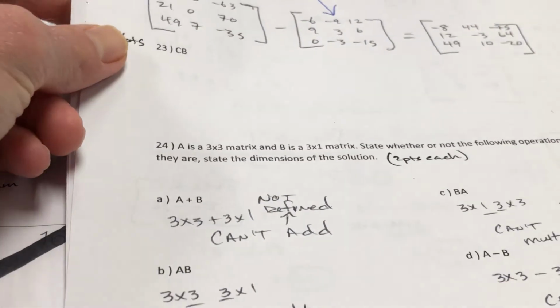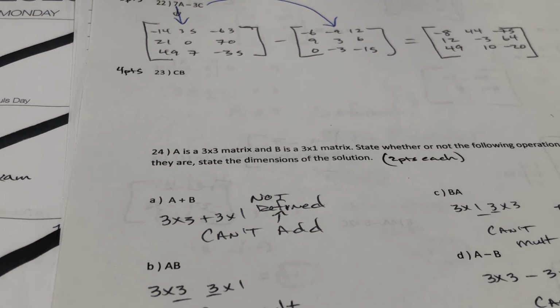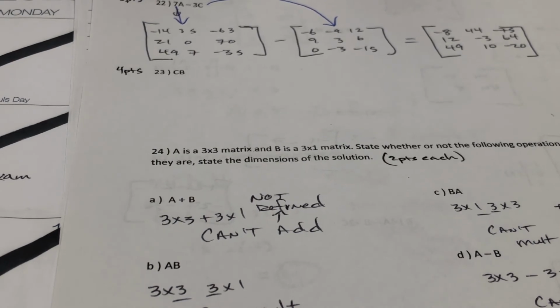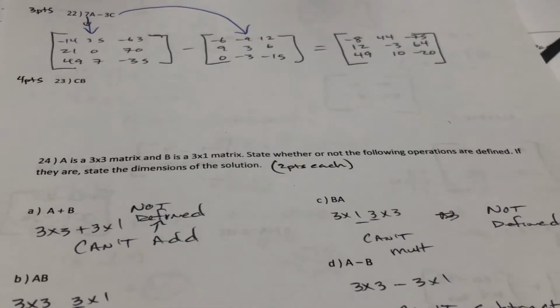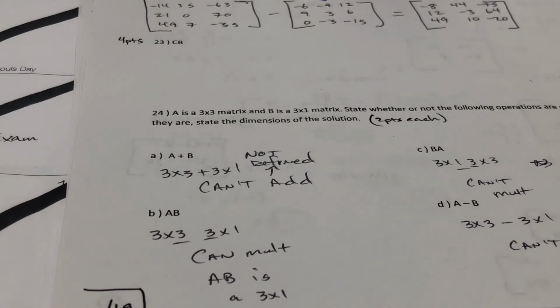On 24 here, so A is a 3 by 3 matrix and B is a 3 by 1. Can you add a 3 by 3 and a 3 by 1? You cannot. You have to have the same exact dimensions to add or subtract matrices. So that A is not defined. B, can you multiply a 3 by 3 with a 3 by 1? You can multiply them, and AB would be a 3 by 1 matrix.